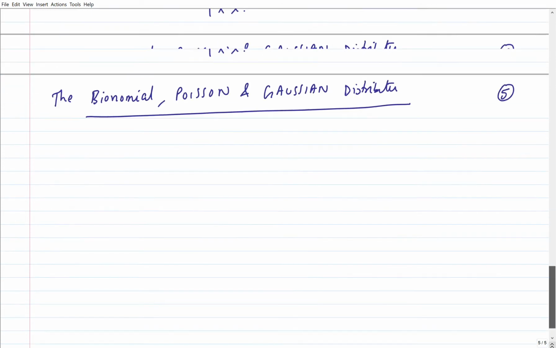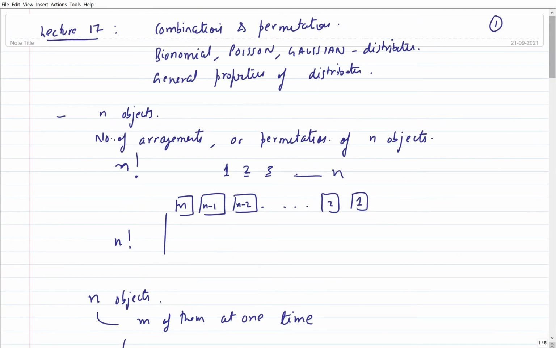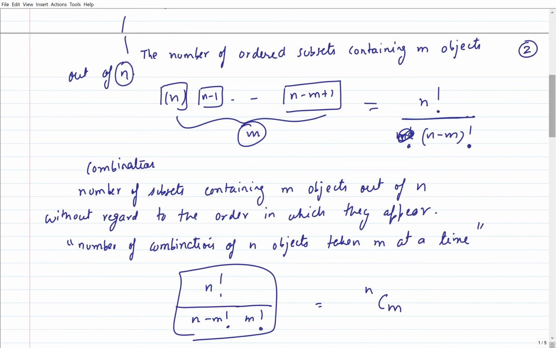Okay, so now let's go to the binomial, Poisson, and Gaussian distributions. So this is done.